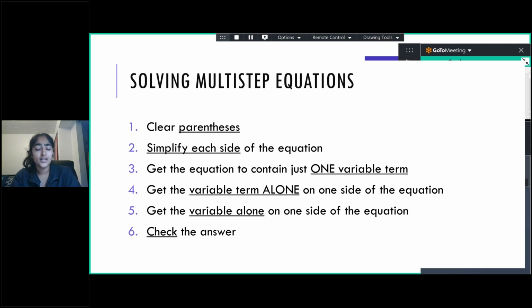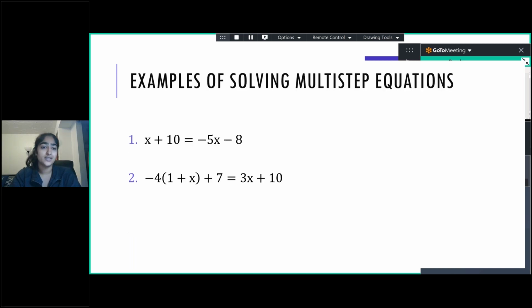Then you want to get the variable term alone on one side of the equation, so there'll just be the variable term on one side and the numbers on the other side. Then you isolate that variable by doing different inverse operations. Finally, you can substitute whatever value you get for the variable into the original equation to check your answer. We'll go through this in a couple of examples, which are on this slide, just for solving multi-step equations.